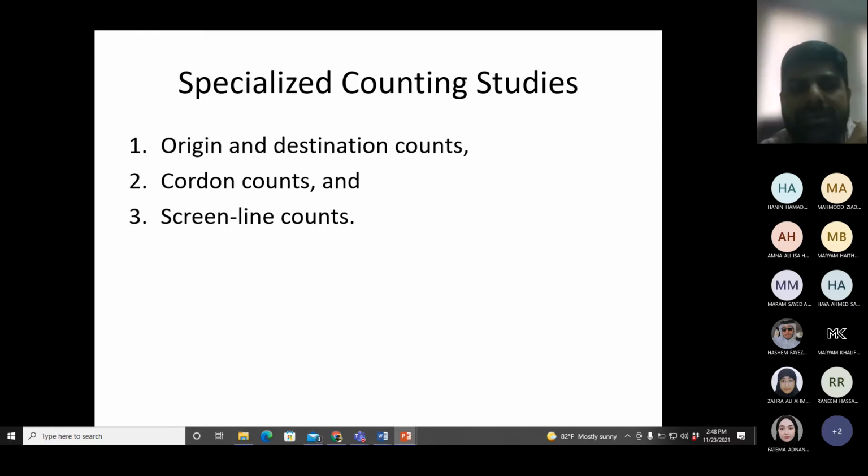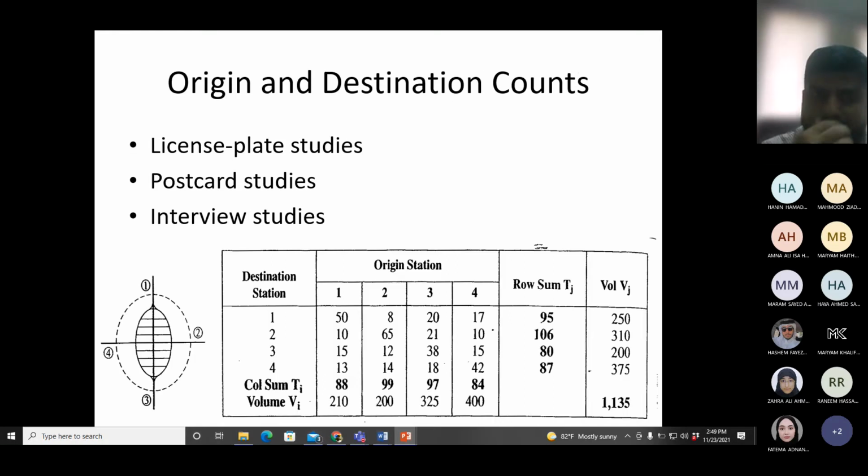In this course, we will discuss 3 specialized counting studies: origin destination, cordon counts, and screen line counts. Today, I will just give you a brief outline of origin destination counts, which is the most common and most popular specialized counting study. Origin means the start of your trip, destination means the end of your trip. A study in which you try to find the start and end of a trip is called an origin destination study or origin destination count.